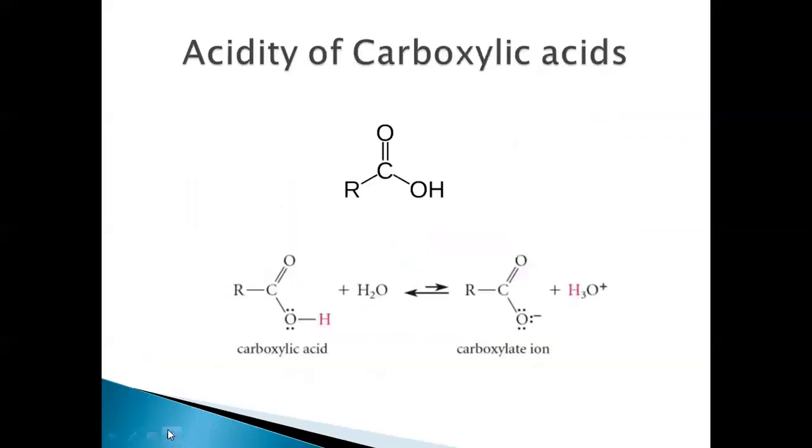Yes, and the acidity of carboxylic acids can also be explained based on the mesomeric effect. This is an acid, RCOOH. We have just seen that if it's a proton donor, it's an acid. It can donate the protons, resulting in the formation of carboxylate ion and hydronium ion. Again, the acidity of carboxylic acids can be explained based on the mesomeric effect because the carboxylate ion is more stable than carboxylic acid. And this can be explained based on the resonance effect.